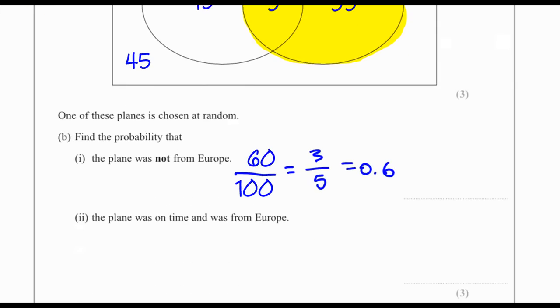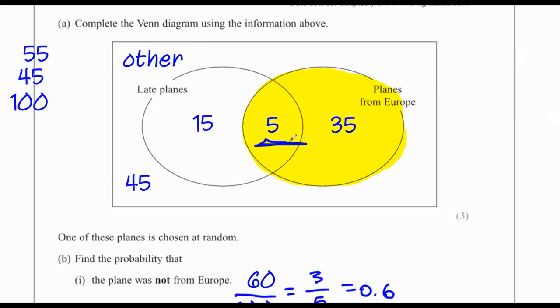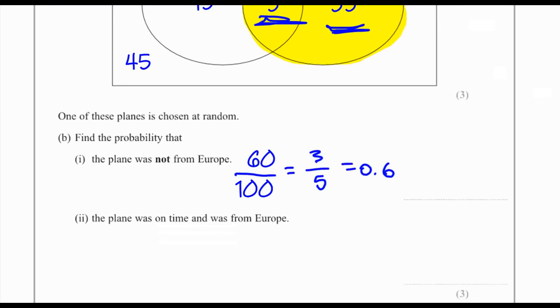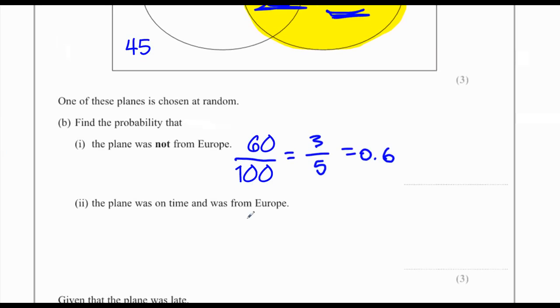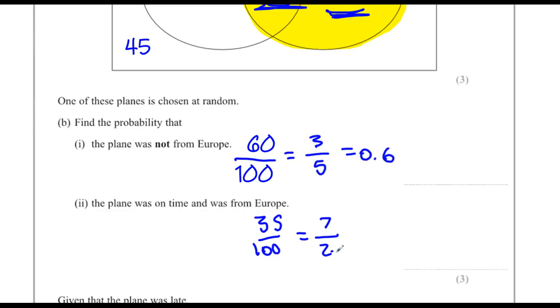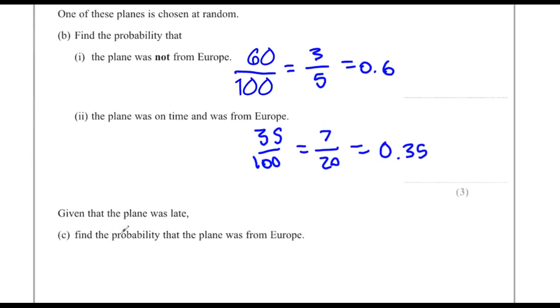Part 2. The plane was on time and was from Europe. So if this is the late guys, then the other ones, if they're not late, they're either on time or early. But let's say on time, because that's how the question's been set up. So there are 35 out of the total number of planes, which was 100, and you can leave that as your answer if you want, or you can simplify the fraction by dividing by 5, or you can put it in your calculator to convert to decimal, 0.35.